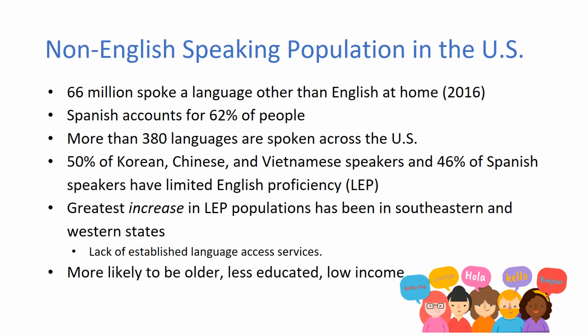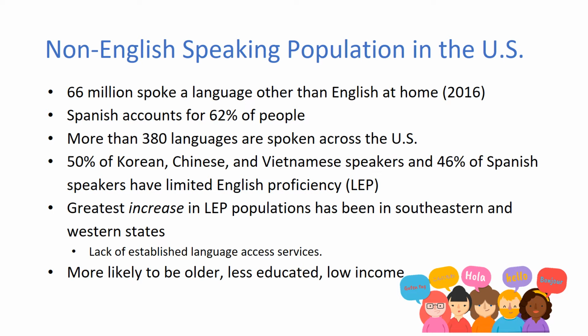Spanish accounts for 62% of people who speak a language other than English at home, but there are more than 380 languages spoken across the United States. And because of changes in immigration patterns, other languages such as Vietnamese, Russian, Persian, and Armenian are more likely to be encountered. There's a lot of variation in English proficiency between these people who speak a language other than English.